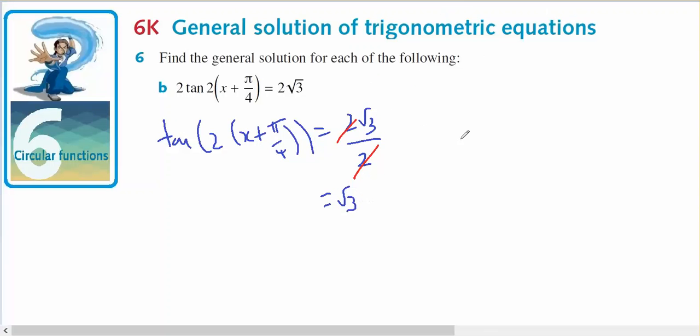root 3. So I know that in the first quadrant, theta is going to equal pi on 3 for the tan of theta to equal root 3. And we are positive, so all stations to Collingwood, we're looking at the first and the third quadrant for tan to be positive.